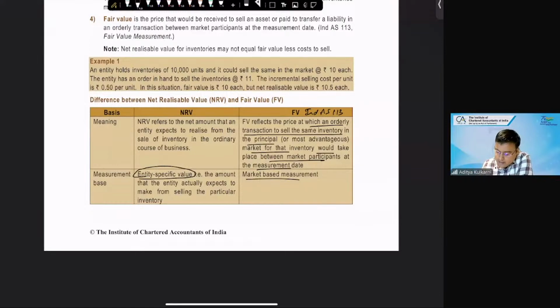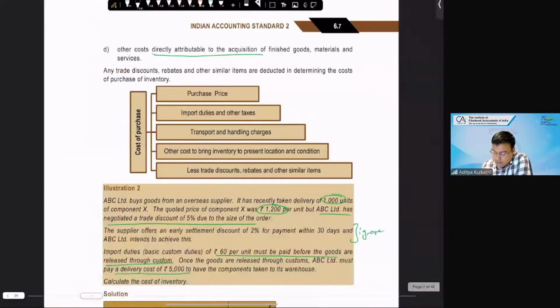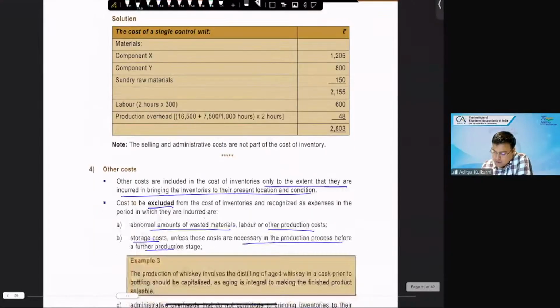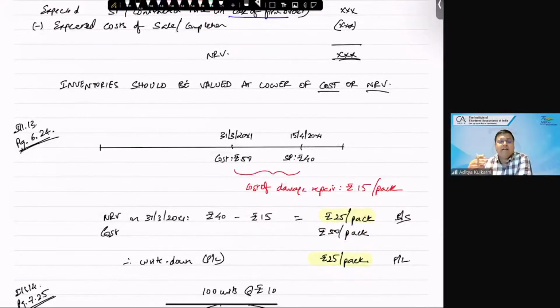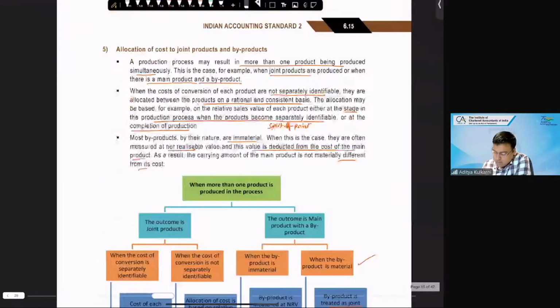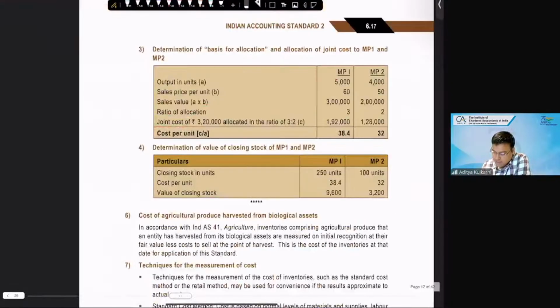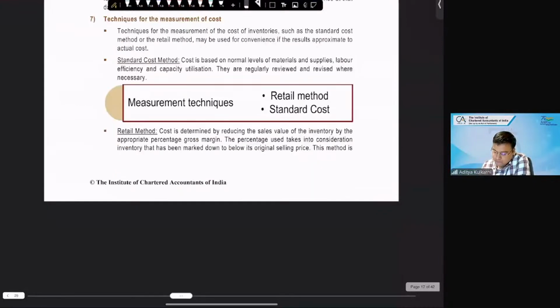NRV is the net amount that an entity expects to realize from sale of inventory in the ordinary course of business. All right. So net realizable value we have seen. And the final rule, something that you have been studying right from day one: inventory should be valued at lower of cost or net realizable value. So now let us move further on this. We'll discuss a couple of things.